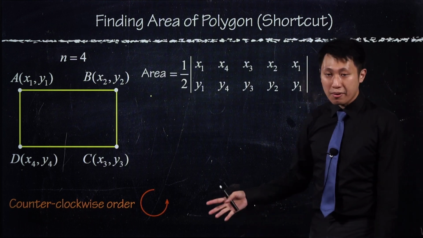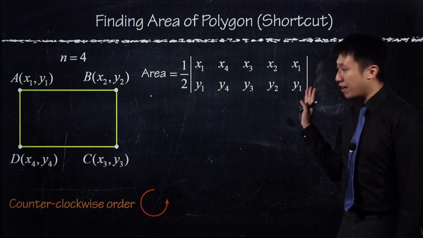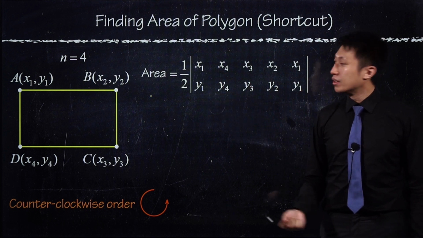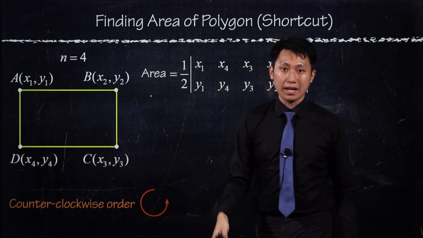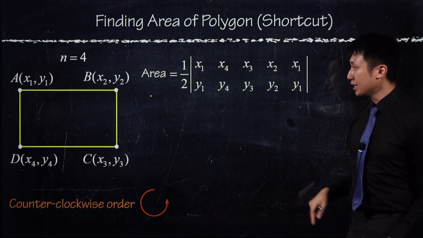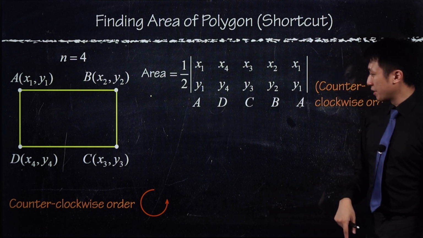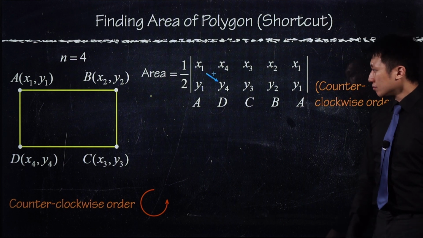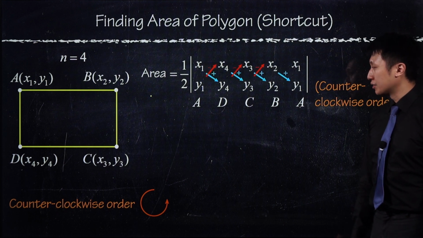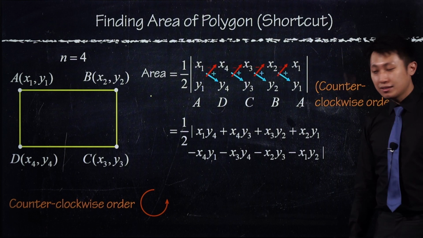Then you have how many points here? 1, 2, 3, 4, 5. Because you want to complete a loop. 1, 2, 3, 4, 5. Go back and it becomes a closed loop. Okay, hence A, D, C, B, A. Okay, then all these are the same, so I don't have to repeat this.